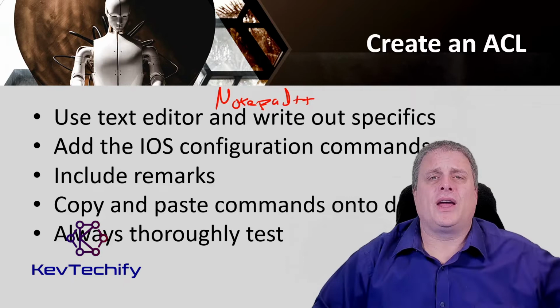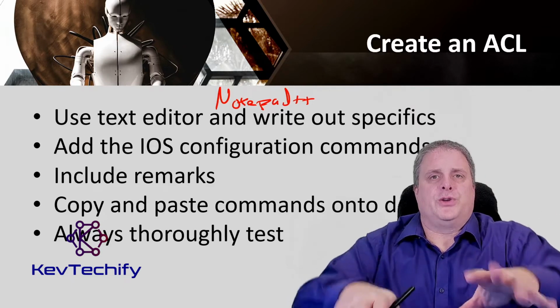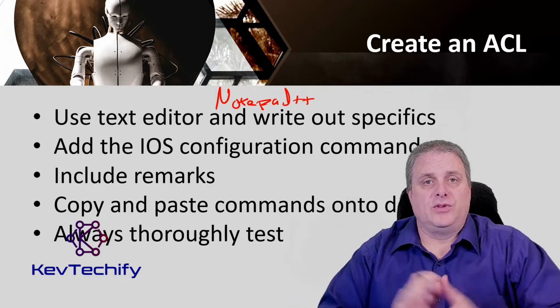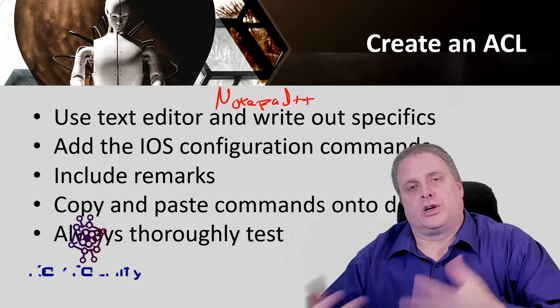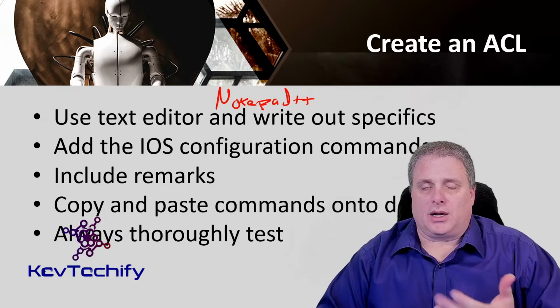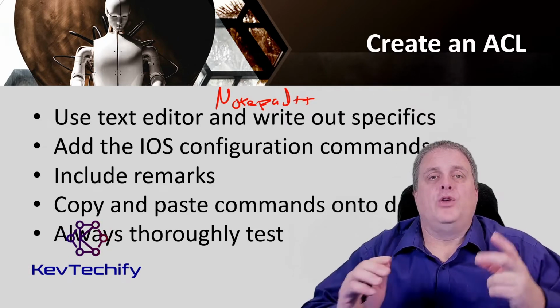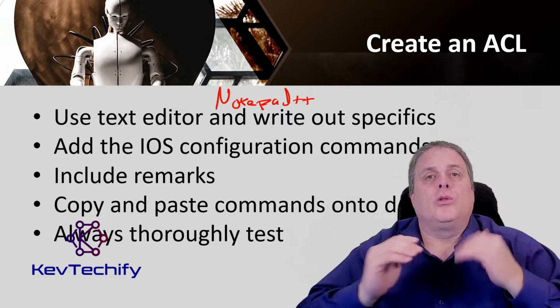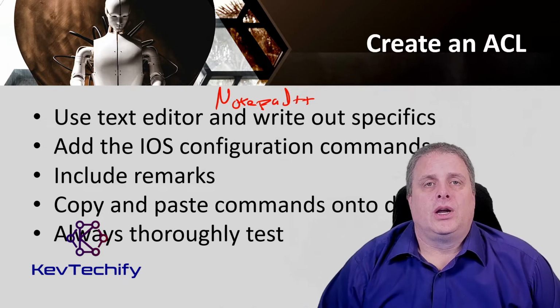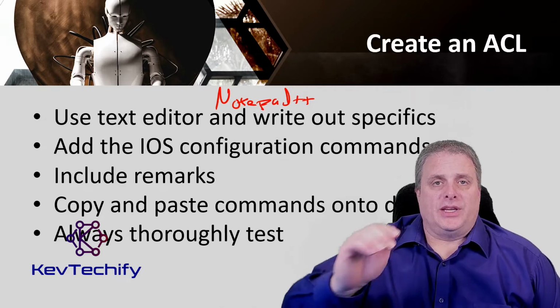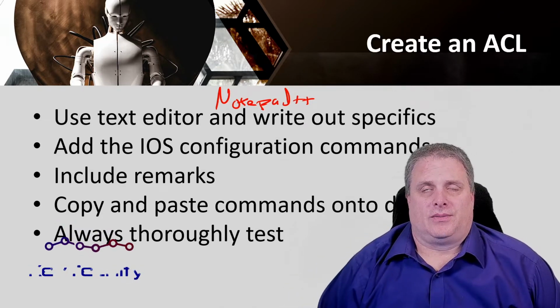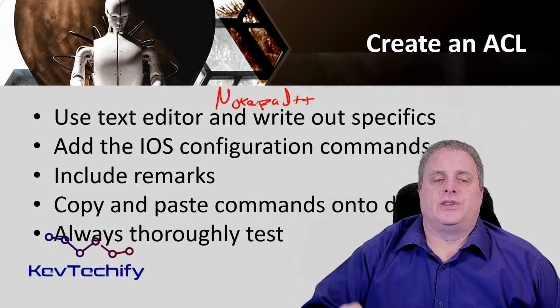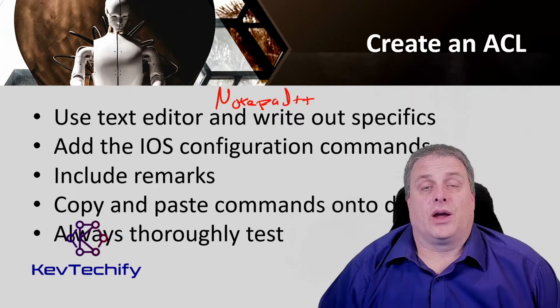Once you have your Notepad all done, what you can do is copy that out of Notepad, and then you can go into your terminal emulation program, PuTTY, Tera Term, and you can paste that in there. As long as you're in the right mode, you can go ahead and paste that in there, and it'll place that all into the Cisco IOS. It'll place your access control list in there. And of course, then the last step is to always thoroughly test your network.